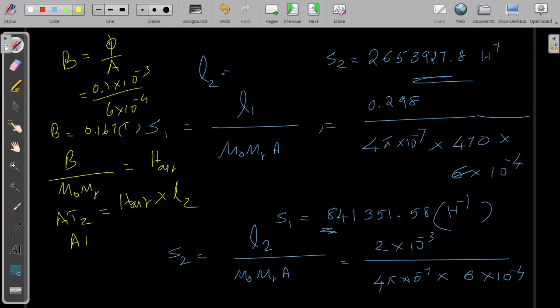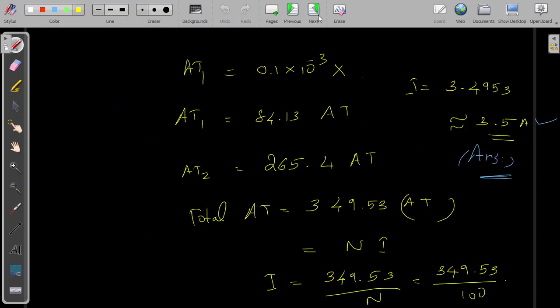Then AT1 plus AT2 will be the total ampere turns AT. In that manner, you can find the current also, because AT divided by the number of turns gives you the magnetizing current. So these are the two methods, and you can follow either method in the exam.